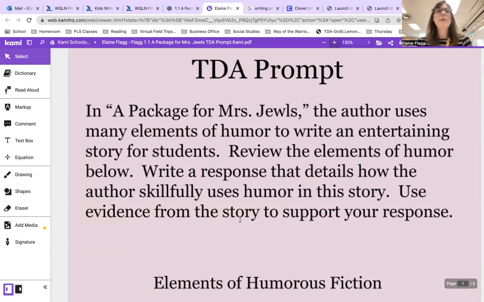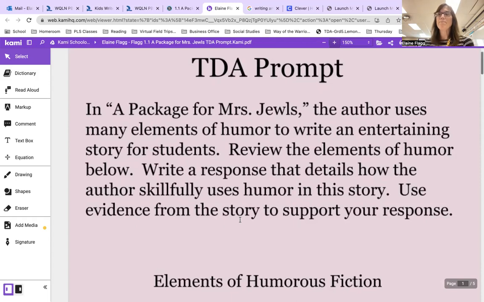Okay, let me read the TDA prompt. In A Package for Mrs. Jewls, the author uses many elements of humor to write an entertaining story for students. Review the elements of humor below. Write a response that details how the author skillfully uses humor in this story. Use evidence from the story to support your response. Now, just a reminder, we are just going to be writing the introduction, and we have all the information we need right here, right now, to write that introduction.